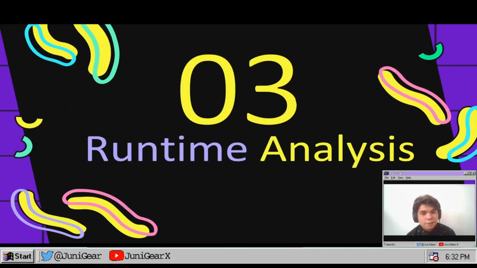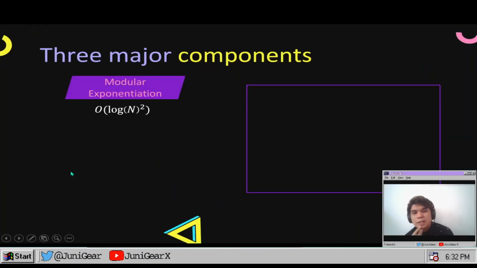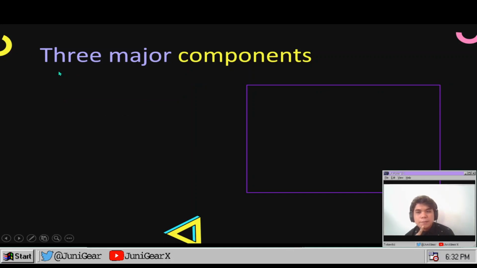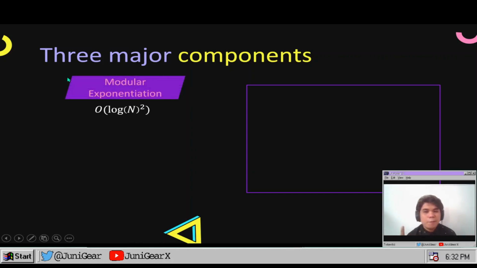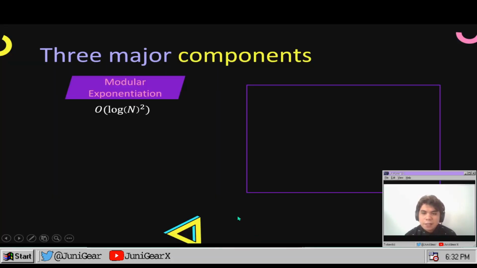So, runtime analysis. How fast can it run though? There are three major components of the RSA algorithm. Mainly is the modular exponentiation. You see it in the code, which is this. So you can see this is it. Modular exponentiation. This is the code for that. And its runtime analysis will be log of n squared.